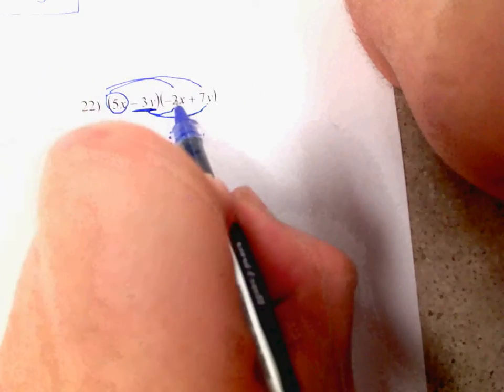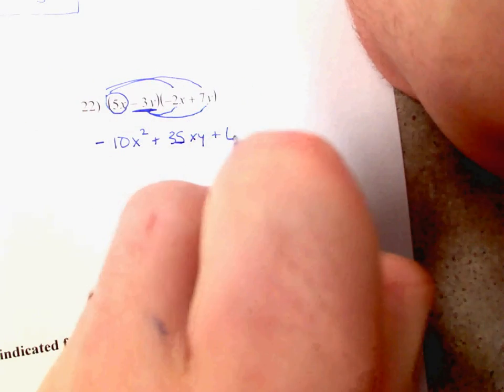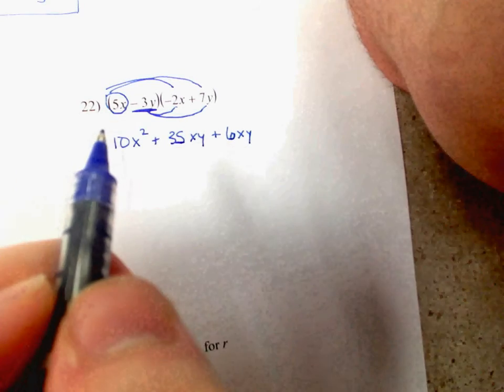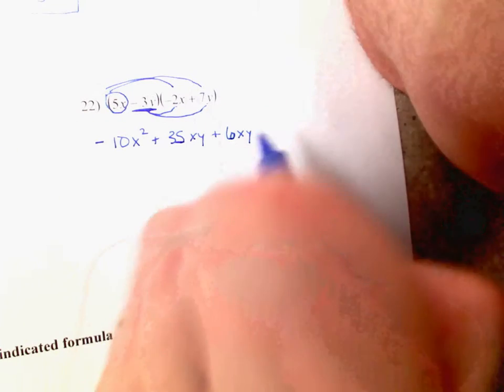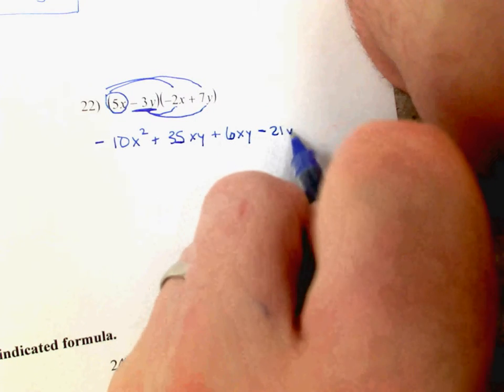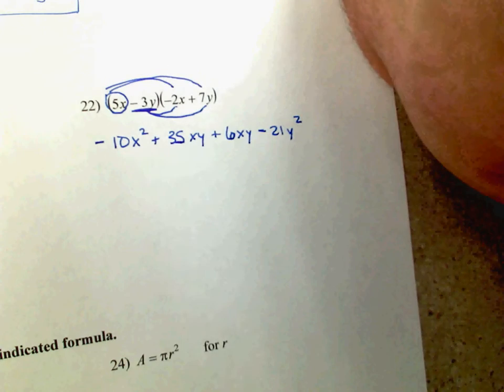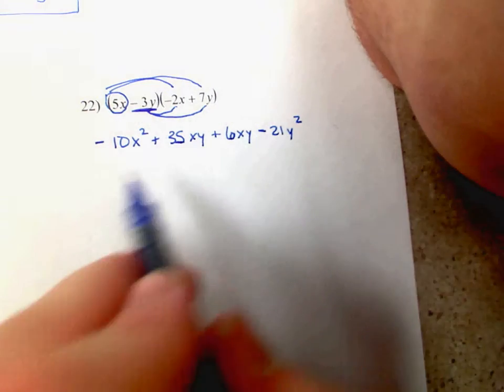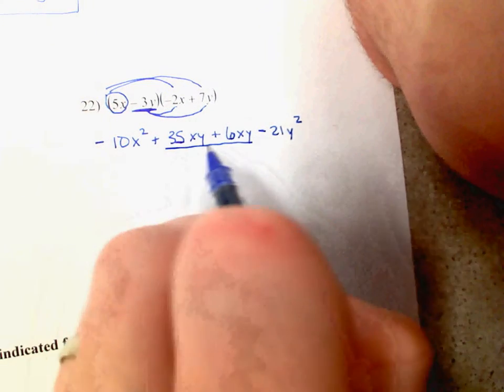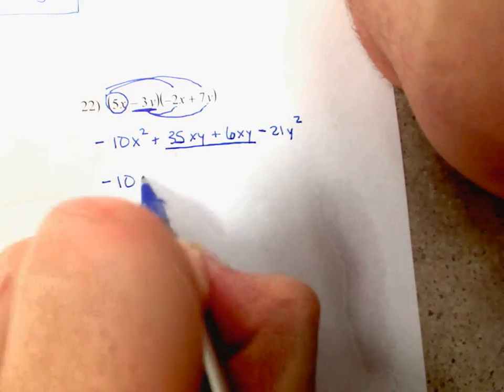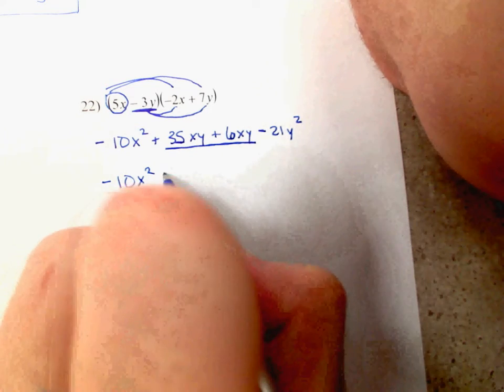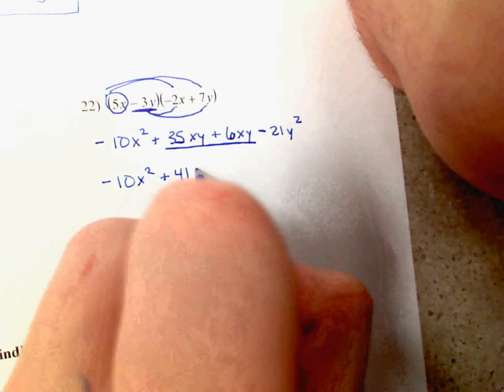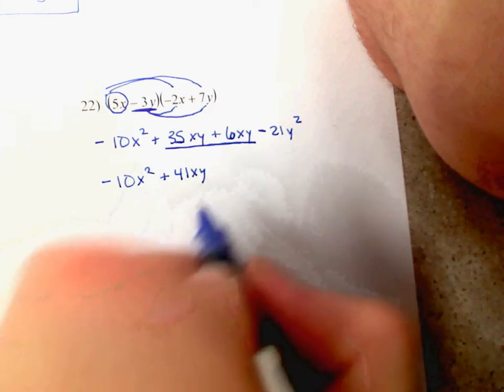Distribute the other part. Negative 3 times negative 2 is positive 6. And you've got a y and an x, so xy again. And then negative 3y times 7y, that'd be negative 21, and then y would be y squared. Okay, again, look for anything with the same terms. I've got x and y on both of these. So negative 10x squared, 35 plus 6 is 41, xy, minus 21y squared.